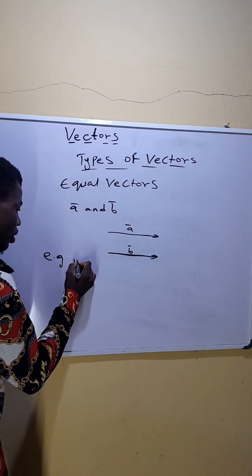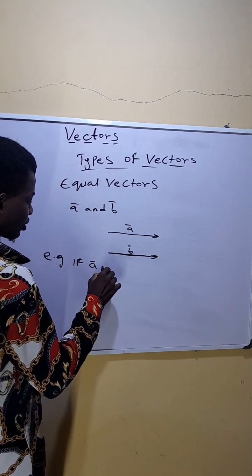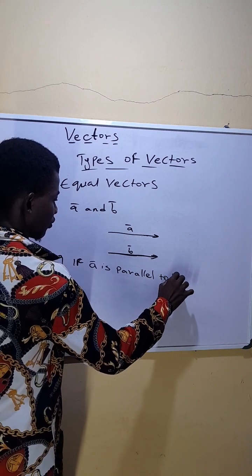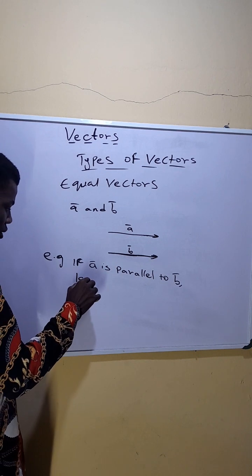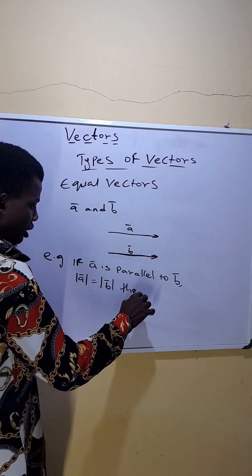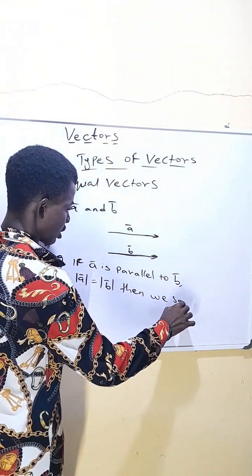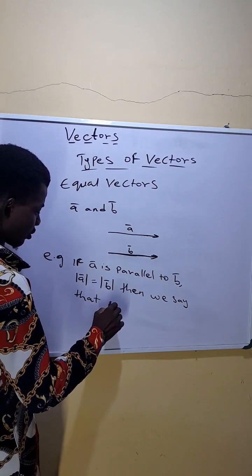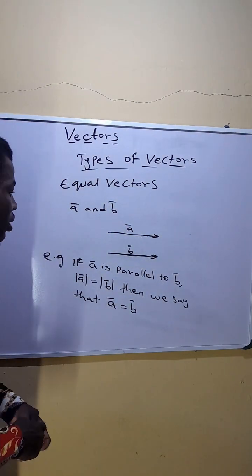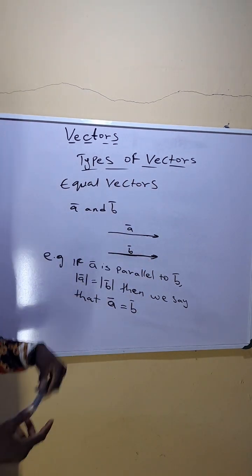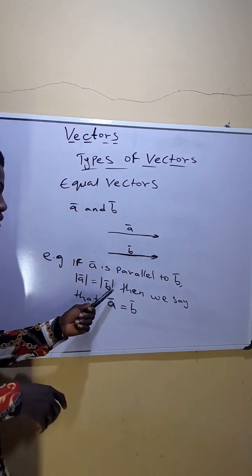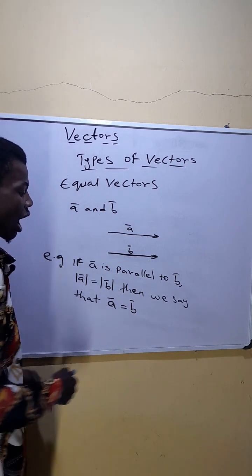Example: if vector A is parallel to vector B, and the magnitude of A is equal to the magnitude of B, then we say that vector A is equal to vector B. So, in all this explanation of equal vectors, if a vector is parallel with another vector, both are moving in the same sense, that is in the same direction, and their magnitudes are equal, then we can say that the two vectors are equal.